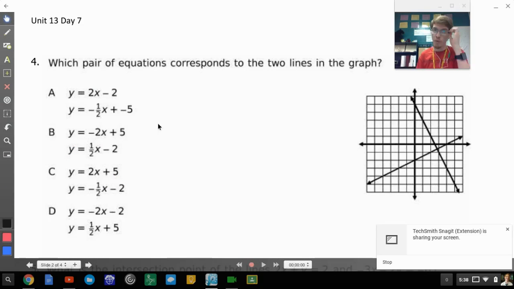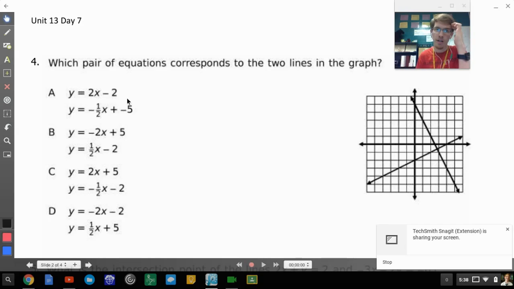Number 4, which pair of equations corresponds to the two lines in the graph? Again, I could actually type these in the calculator, then clear my scratch pad and repeatedly do that. But let's use common sense and what we know about lines to figure this out.